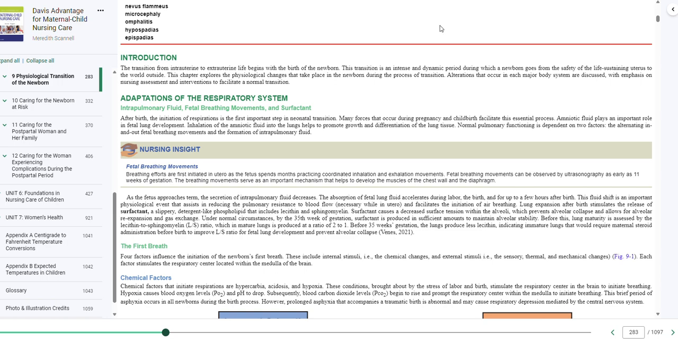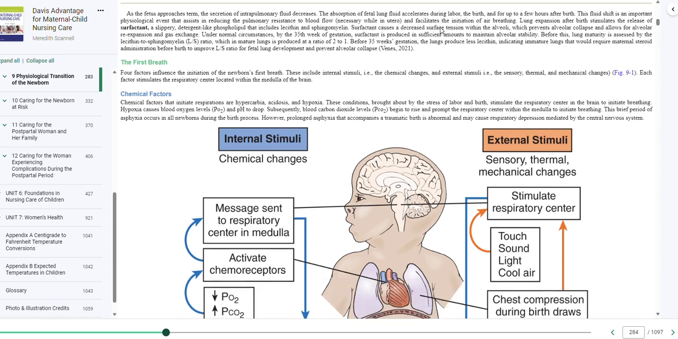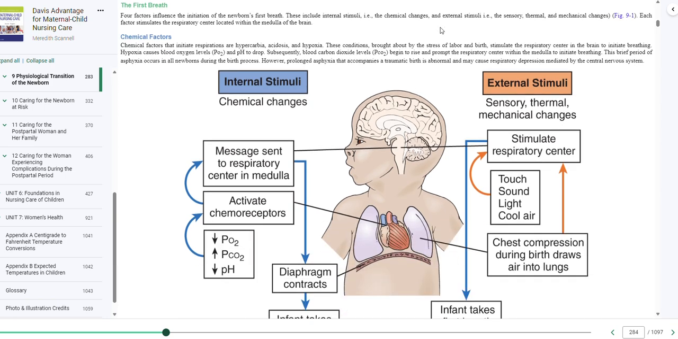I know we covered some of this already in class, but I'm going to start back at the beginning of chapter 9, because we were kind of rushed for time. So we talked about the external and internal stimuli. This has to do with the physiological transitioning of the newborn.